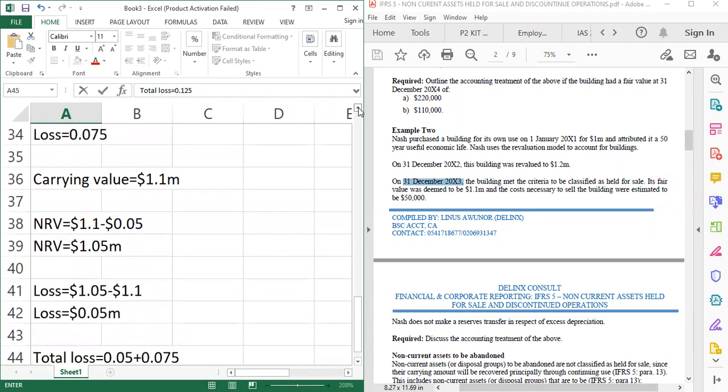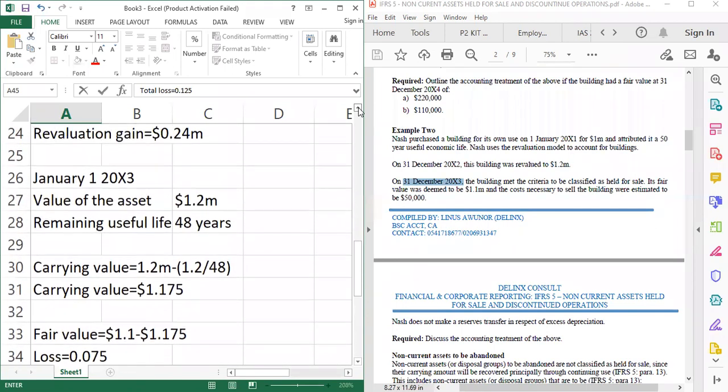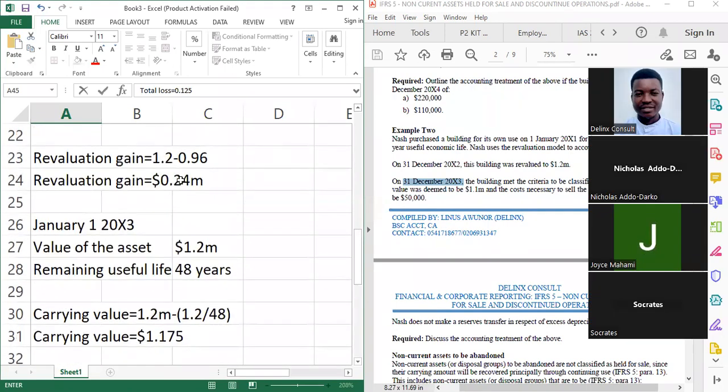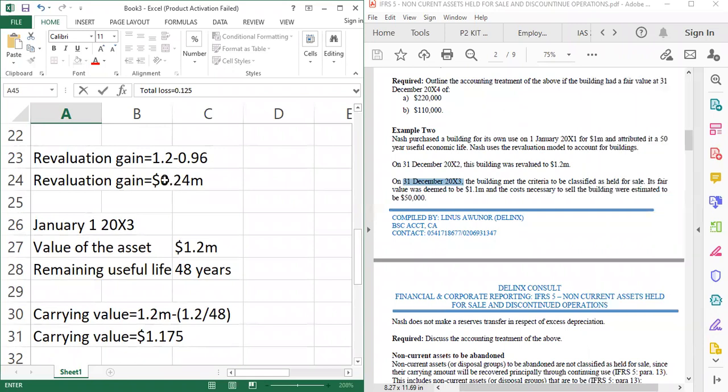And the initial gain on the asset is what? What was the revaluation gain on the assets? 0.24. So you subtract it. You send all these losses to other comprehensive income because the first revaluation gain of 0.24 million was sent to other comprehensive income.